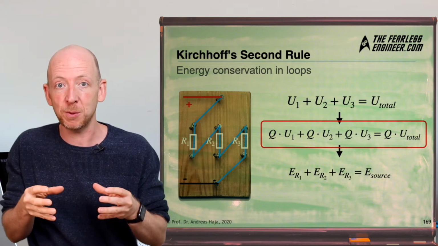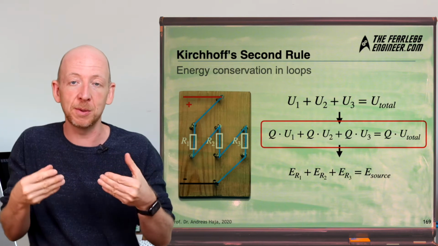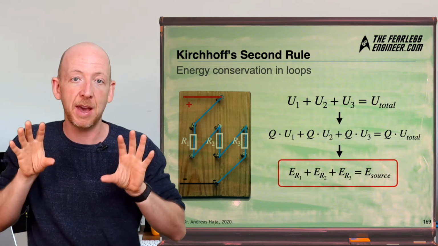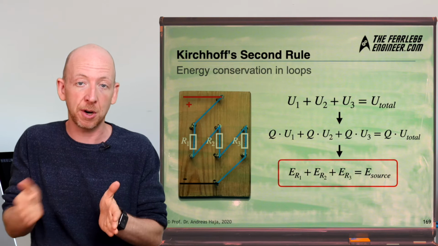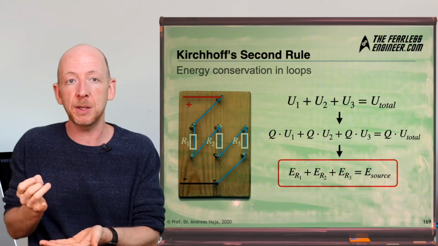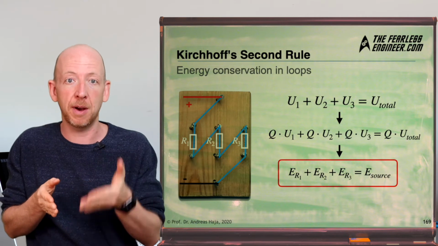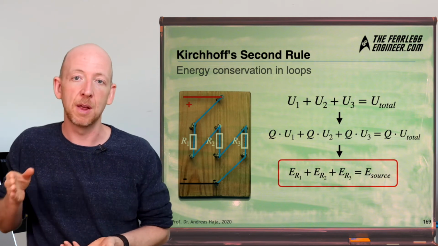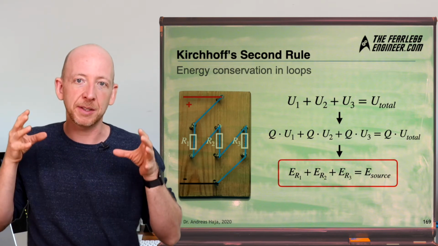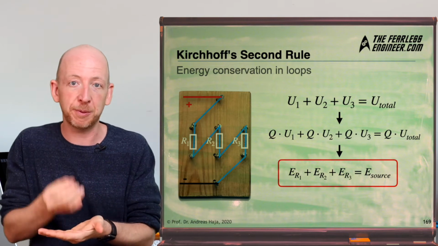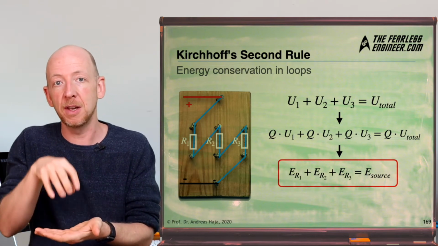And based on this expression, we can also interpret Kirchhoff's second rule as follows. The potential energy which is provided to the charges by the voltage source is equal to the amount of energy that is transferred to the resistors along the path from the first terminal to the second terminal. And this means that Kirchhoff's second rule basically expresses the conservation of energy in the circuit.